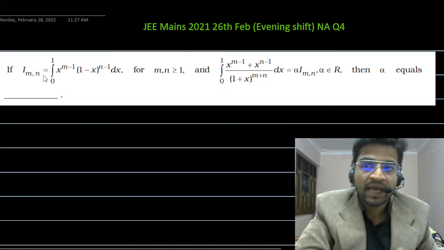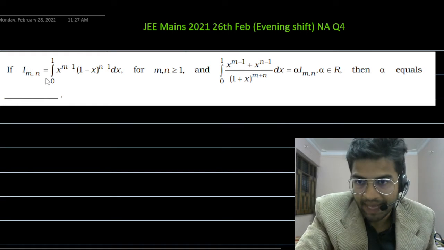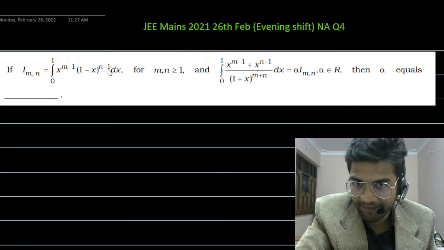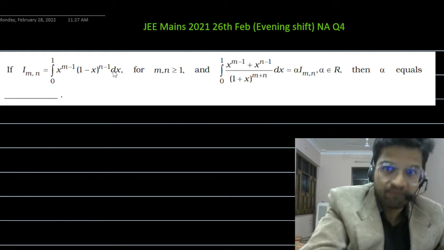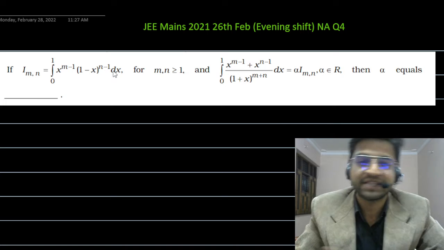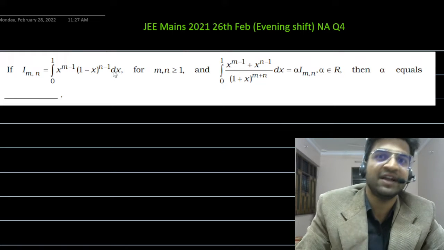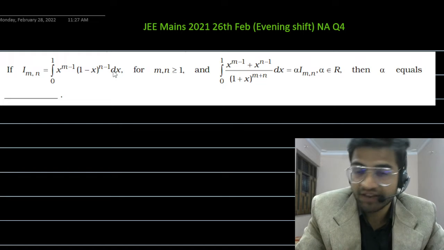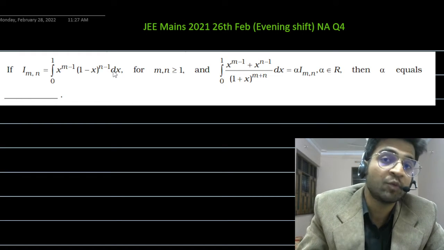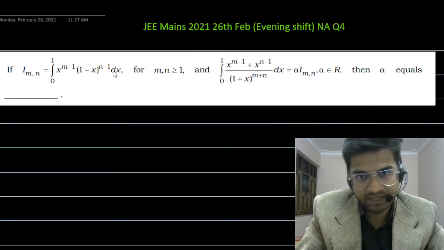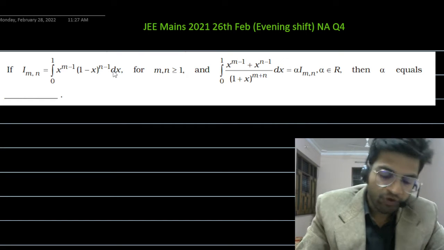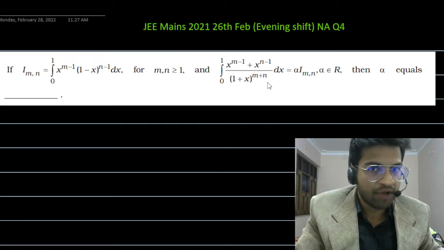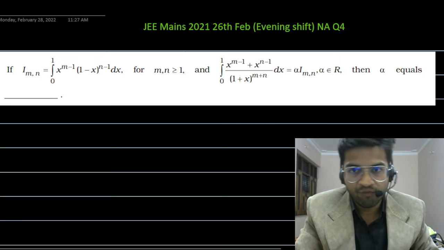We have Imn, that is the integral from 0 to 1 of x to the power m minus 1 times (1 minus x) to the power n minus 1 dx, and we have one more expression of that much complexity, and it is equal to alpha into Imn, where alpha can possess any real value. Then alpha is equal to, and the answer is in the form of a numerical value. Now first we have to figure out how to relate this Imn with this particular expression.